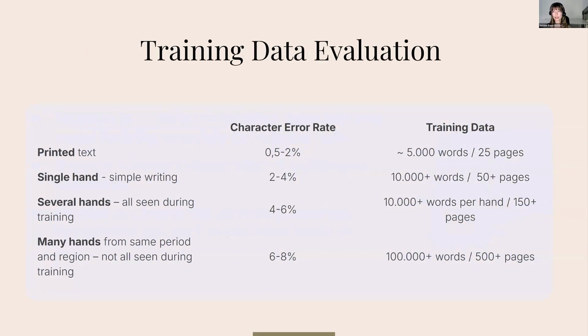We also have some data for evaluation. As my colleague Sarah mentioned before, the character error rate is something that you can have a look at to estimate how well the model will perform. Here there are some estimates for, again, a single hand: an error rate of 2 to 4% is quite good and is recommended. If you have many hands, then around 6 to 8% is a good model. But again, if it's under 10%, then it's really a model that you can work with quite well.